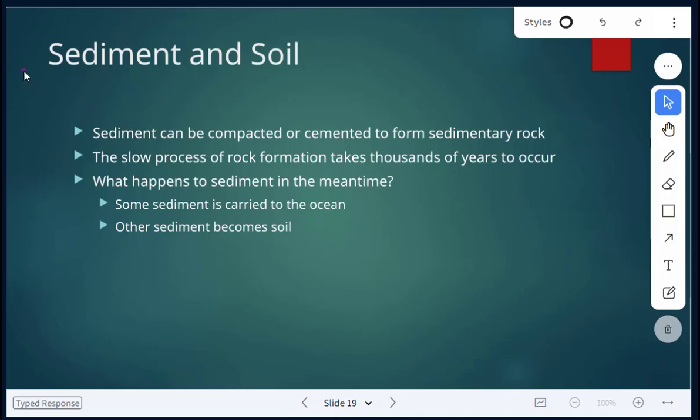Next, we're going to talk about sediment and soil. We did talk about soil a little bit when we were doing Unit 2. So sediment can be compacted or cemented to form sedimentary rock. It's a slow process. It can take thousands of years to occur. But what happens to the sediment in the meantime? So some sediment, as we saw in the video, gets carried to the ocean. Other sediment will become soil.